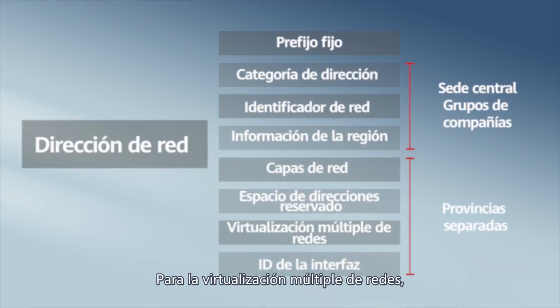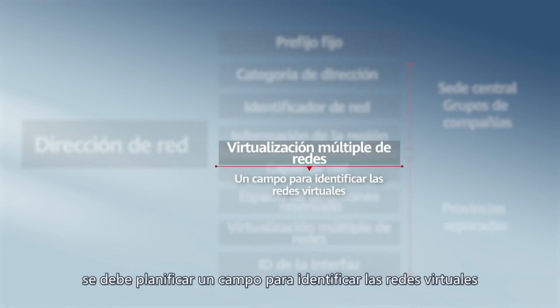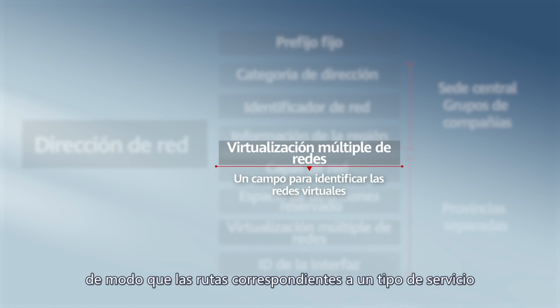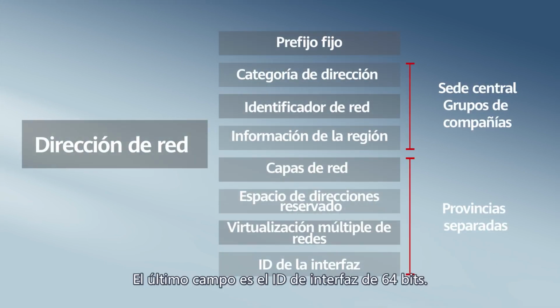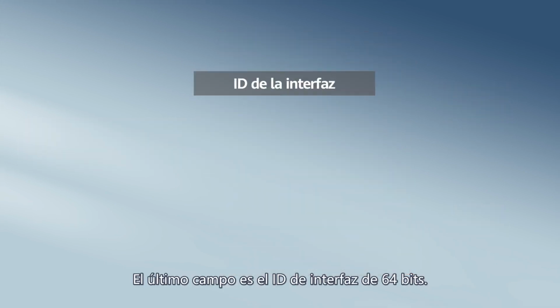For network slicing, a field for identifying slices needs to be planned, so that routes for a type of service can be aggregated on a slice later on. The last field is the 64-bit interface ID.